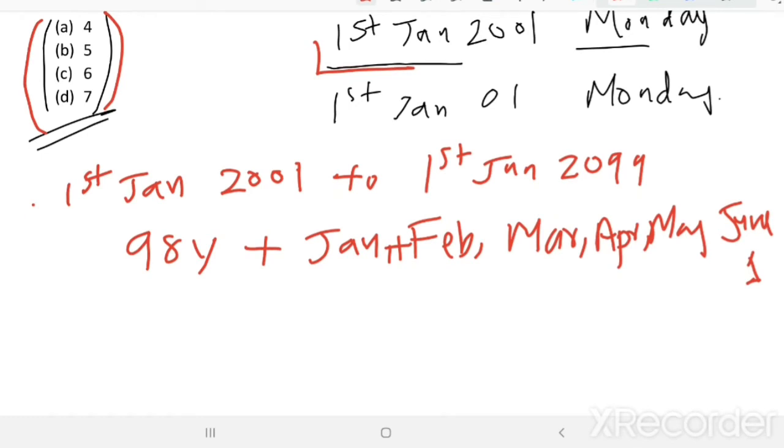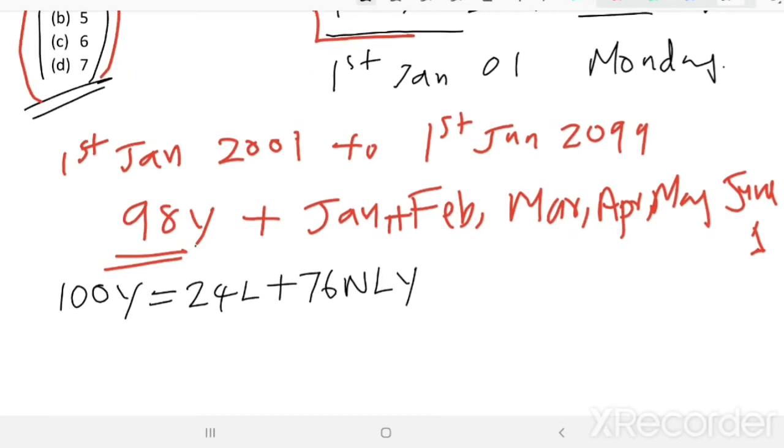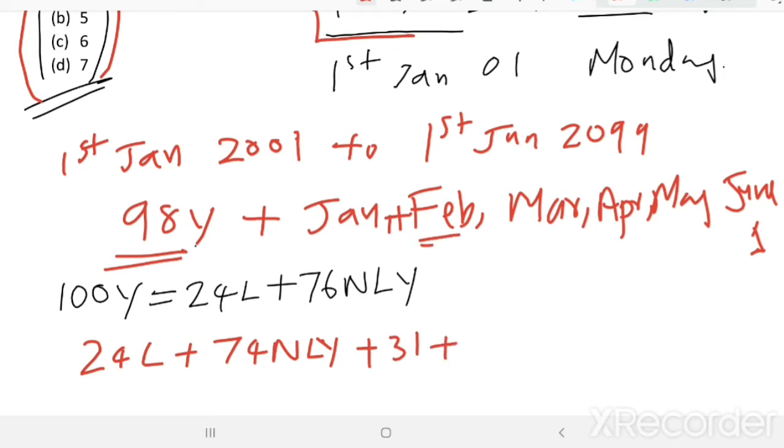Then how many leap years are there in these 98 years? In 100 years, we know there are 24 leap years and 76 non-leap years. And we also know the 100th year is not a leap year, and the 99th year is also not a leap year. Then in 98 years, there are 24 leap years and 74 non-leap years. Then in January there are 31 days. February 2099 is a non-leap year, so 28 days. March has 31 days. In April there are 30 days. In May there are 31 days. In June we have to find 1st June 2099, so only one day.